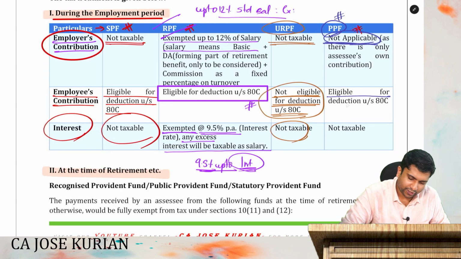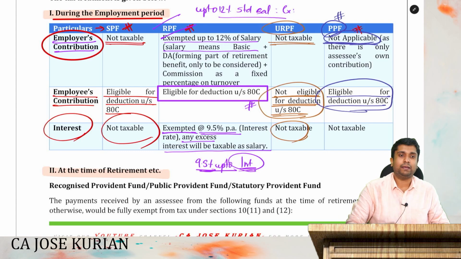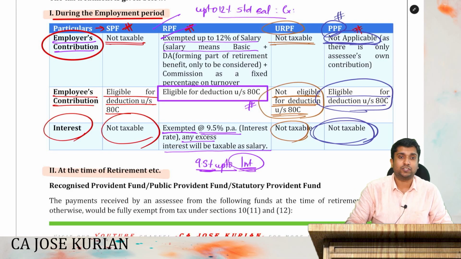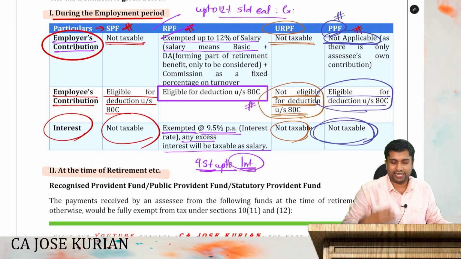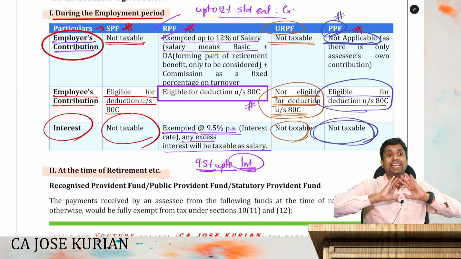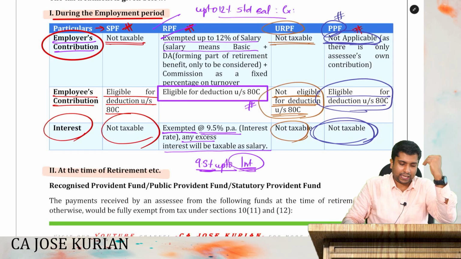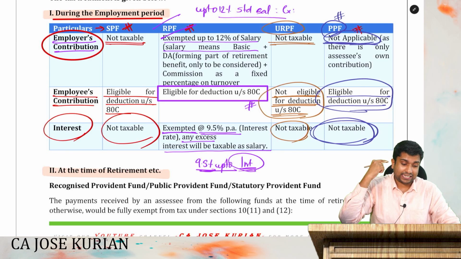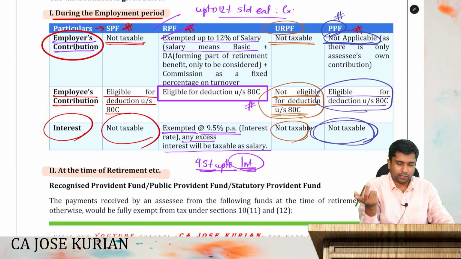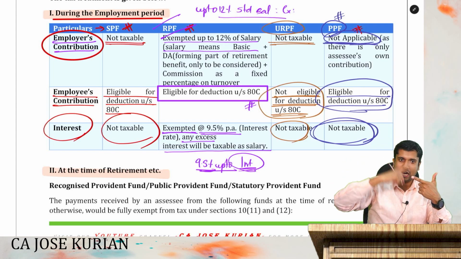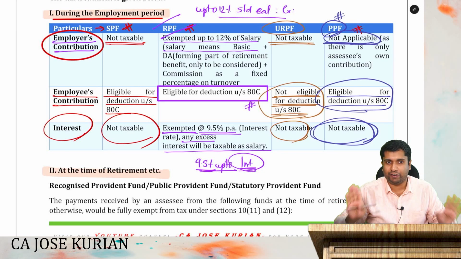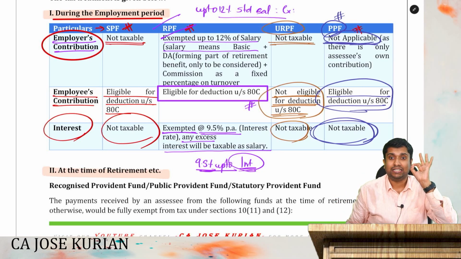When you yourself are contributing to PPF, you can claim that contribution as a deduction under 80C. Again, interest on PPF is also not taxable. Any interest accrued on PPF is fully exempted. So this is the impact of the PF account at the time of employment, for SPF, RPF, URPF, PPF. We have discussed everything. I hope it is super clear for you.